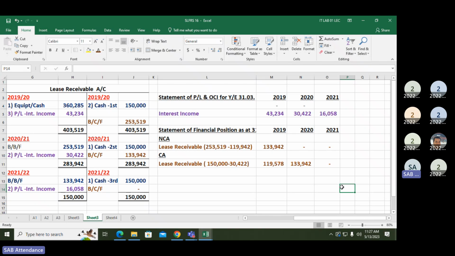This is how we record the accounting for finance leases, from the lessor's perspective, the party who leased the asset. This is how we have recorded. Okay.